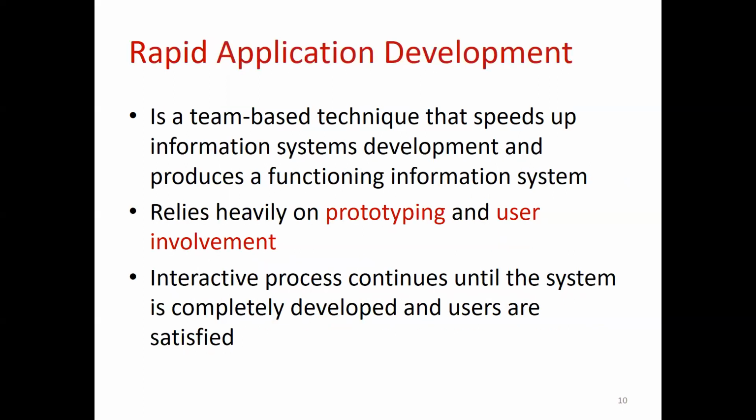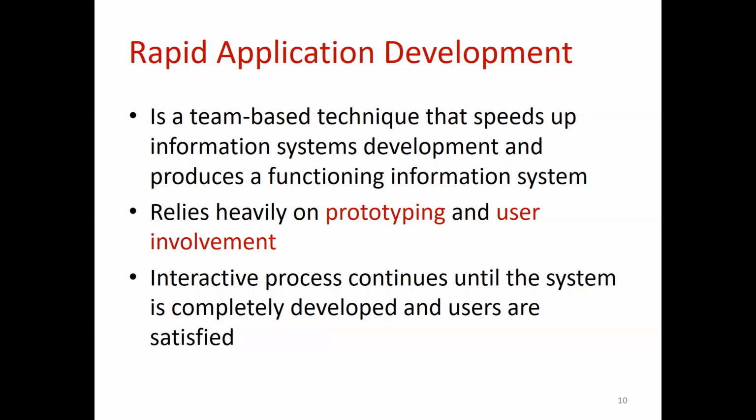Now next up, we talk about RAD. The long form for RAD is rapid application development. It is a team-based technique that speeds up information systems development and produces a functional information system. Relies heavily on prototyping and user involvement. Interactive process continues until the system is completely developed and users are satisfied. So in simple terms, when you talk about RAD, it is a team-based approach. Okay. Now, what it also does is it relies heavily on user involvement and prototype.